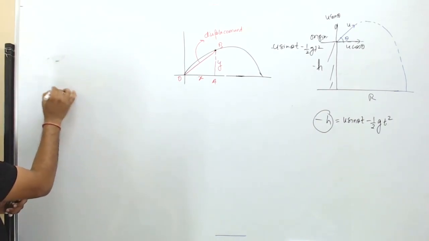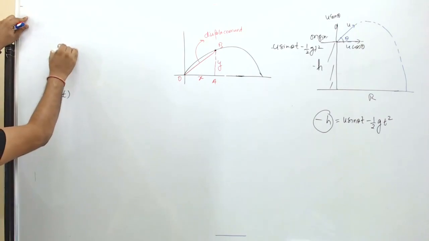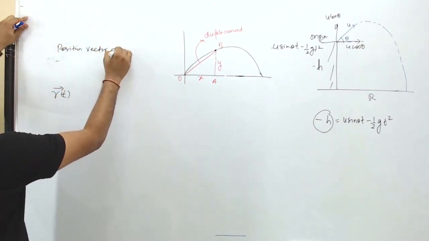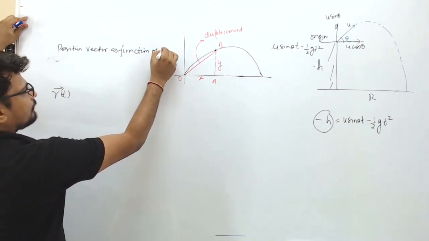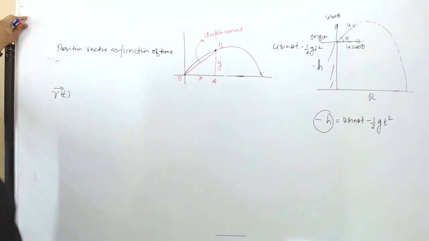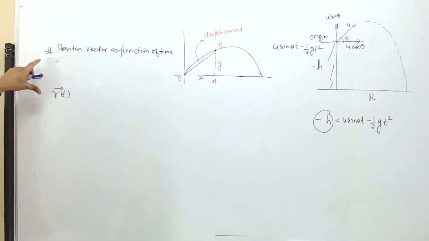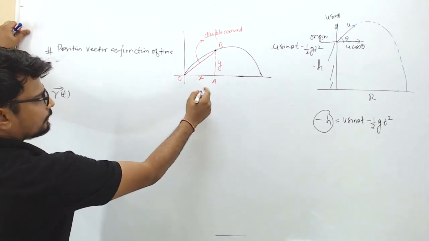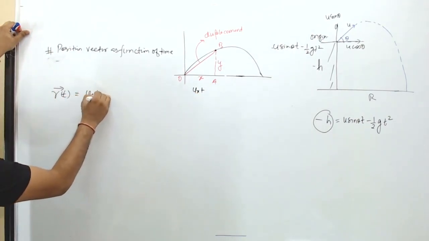R(t), the position vector of the point as a function of time t. Position vector is a function of time. So r(t) should be given as what? This is x. This should be how much? ux into t. That should be ux times t.